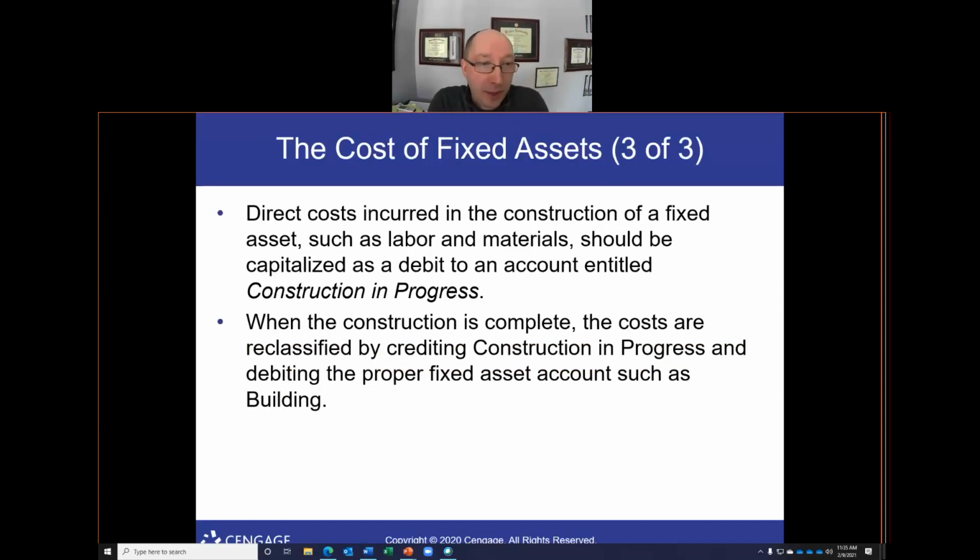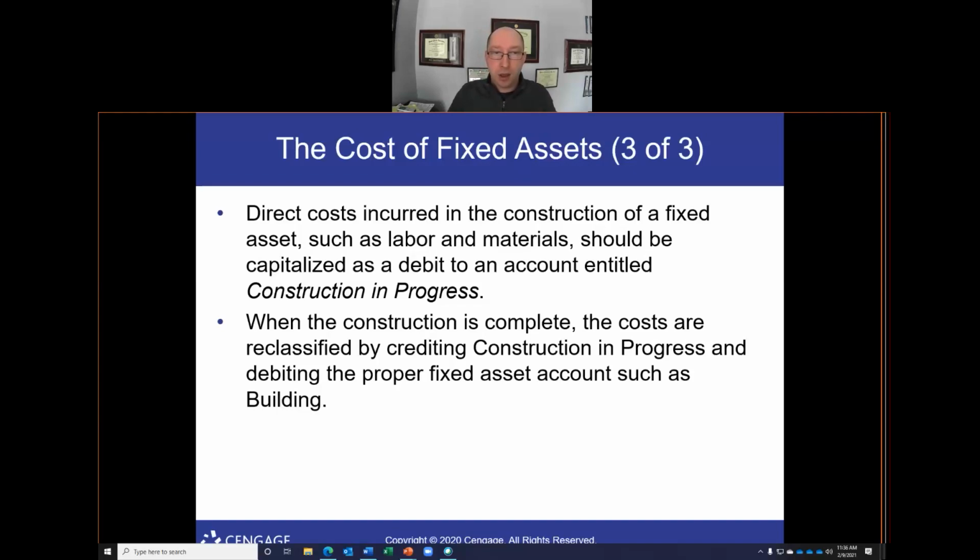Now continuing on this theme. Before we learned about direct costs and indirect costs, we'll talk more about that as we go forward. Direct costs incurred during construction. Okay, so shift gears a little bit in your mind. Think about like you're building a building. You're constructing a building. Okay, you're putting up a building. As you know, as you build a building or construct a building, there are costs associated with construction.